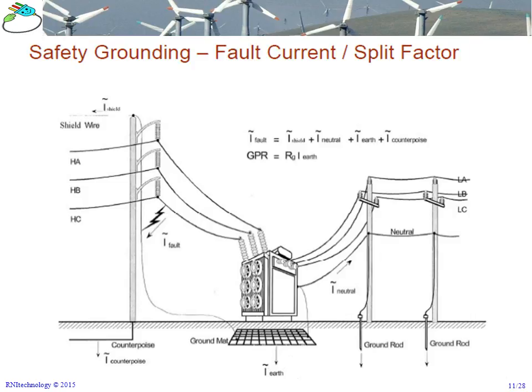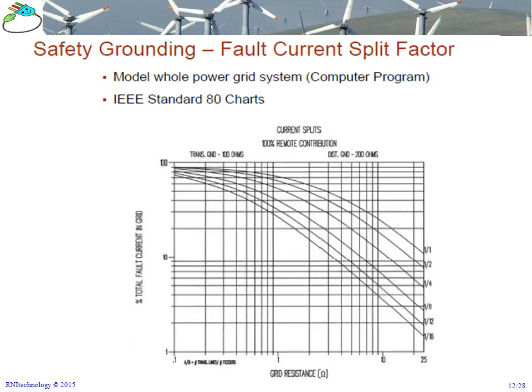A portion of the current will be going to what we call shield wires or a counterpoise, which is a grounding between towers or poles if existing, or any neutral going from the poles and interconnected to the ground. This portion of the current not going to the ground creates what we call the split factor. For this split factor, you can use the IEEE standard charts, which are a function of the ground grid resistance of your design and the number of transmission lines in and distribution lines out, and based on these curves you can calculate the split factor in your system.